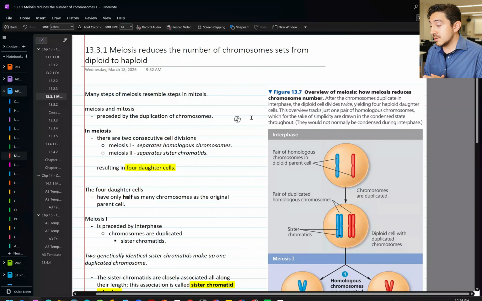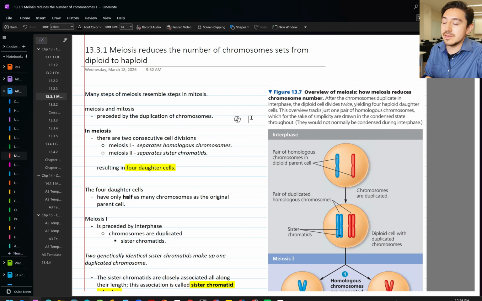Continuing on with Section 3. Section 3 is meiosis reduces the number of chromosome sets from diploid to haploid. So this is the actual process that will enable a cell to reduce the chromosome number from, in our case of humans, 46 chromosomes to 23 chromosomes. So we're going to be producing cells that have half the number of chromosomes via this process. This process in itself has a lot more steps than mitosis, but some of the steps are quite similar. So if you understood the process of mitosis, this one shouldn't be that difficult for you.